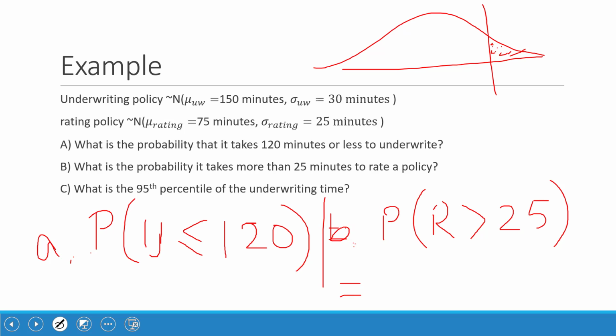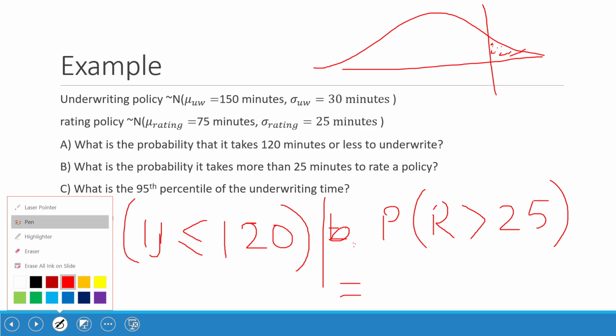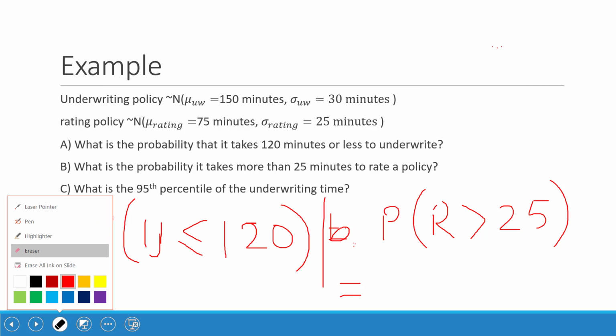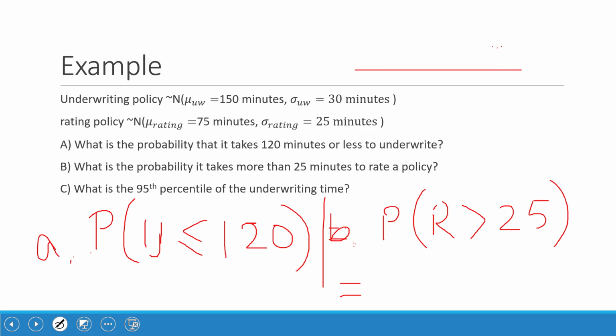Oh, this is not correct. Let me draw it accurately. Okay. So if we consider the rating distribution, the mean is 75, sigma is 25 minutes. We want to find out what's the probability it takes more than 25 minutes. So it will be somewhere here. So what is the probability that it is more than 25 minutes?